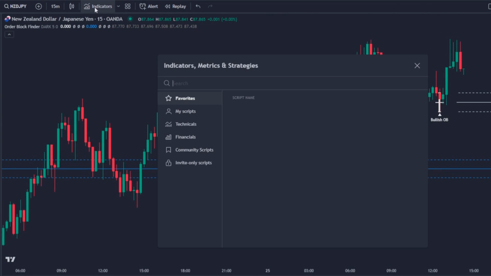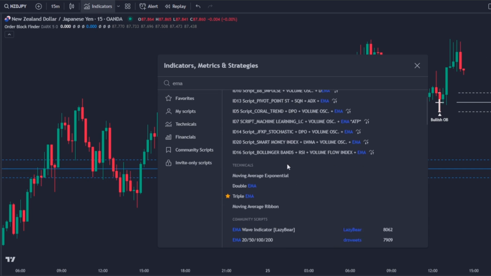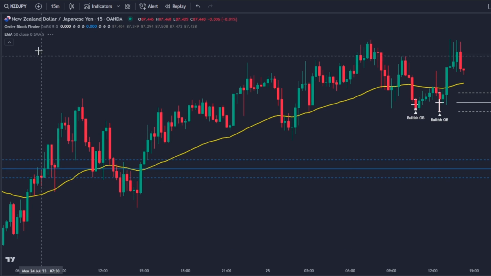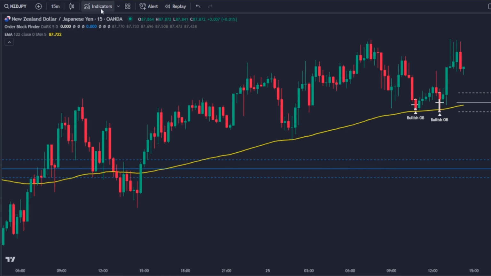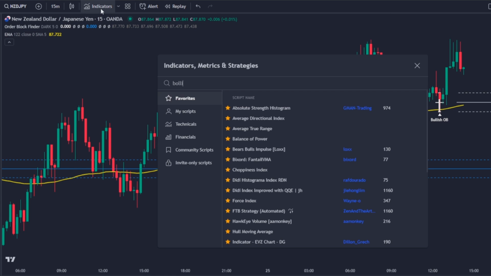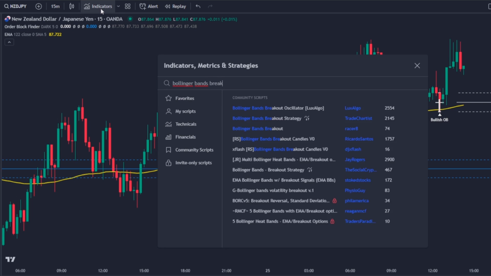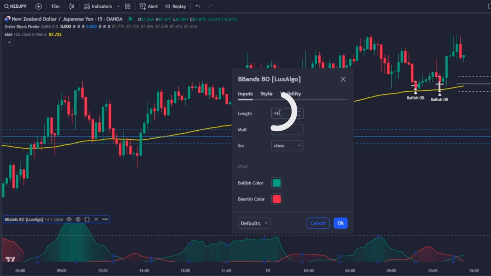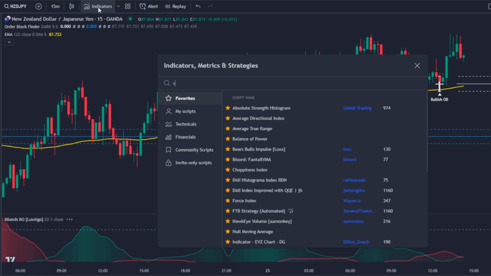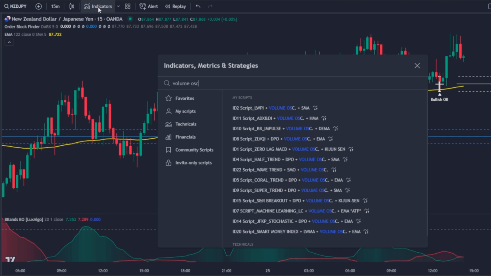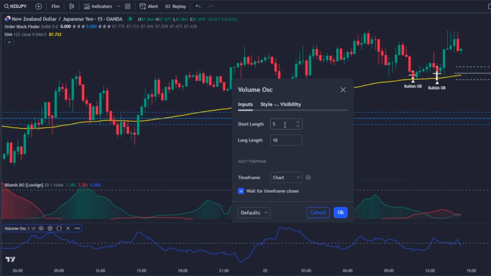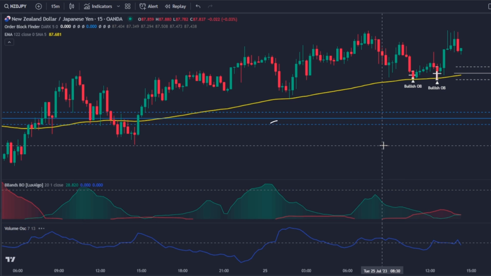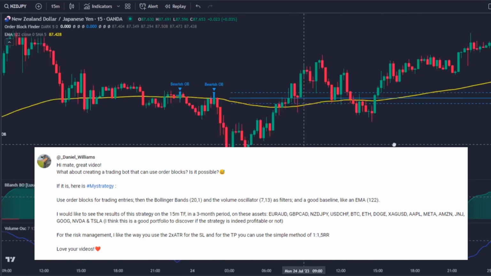Next, let's insert the strategy's baseline, which will be an exponential moving average with a length of 122. Then our filter indicator, which will be the Bollinger Bands breakout oscillator, this one by Lux Algo, with the settings 20 and 1. And finally, the strategy's volume indicator, which will be the volume oscillator with the settings 7 and 13. And as you can see, these are the exact indicators that make the strategy suggested by Daniel.